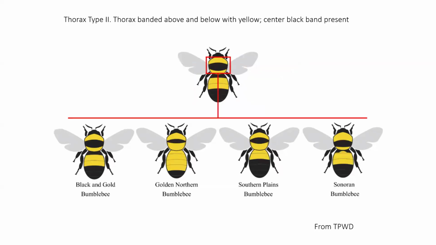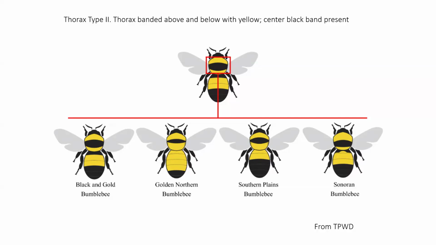If the thorax has that broad black band in the middle of it, so yellow at the top and bottom, black in the middle, then you can have these. Our black and gold bumblebee is going to have kind of a yellow stripe in the middle of the abdomen. Our golden northern bumblebee is going to only have black at the tip of the abdomen. Our southern plains bumblebee has mostly black on the abdomen and yellow at the top. And then our Sonoran has a little bit of black, then a yellow band, and then a black band.